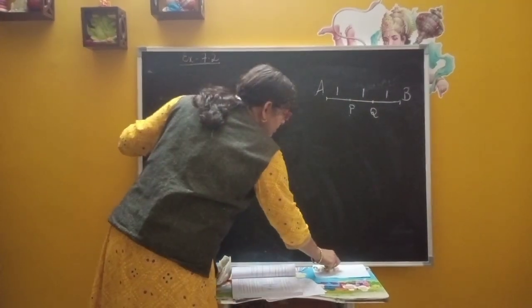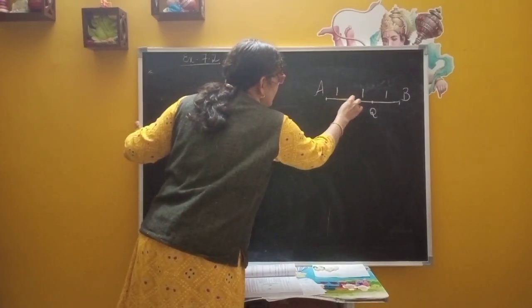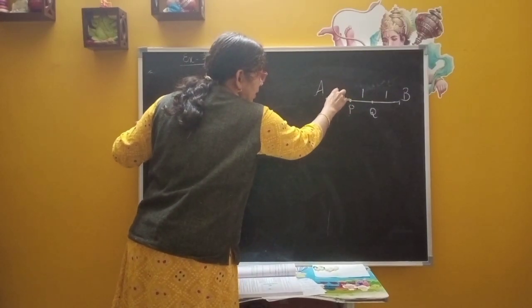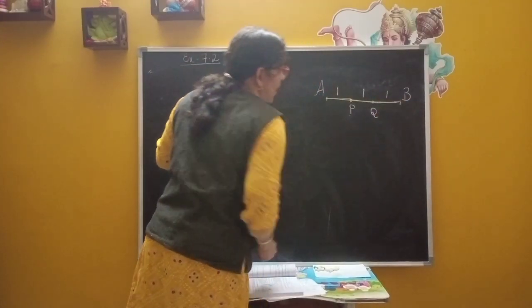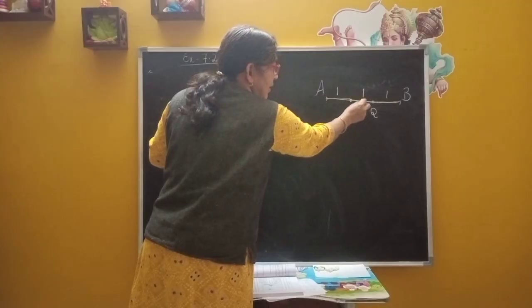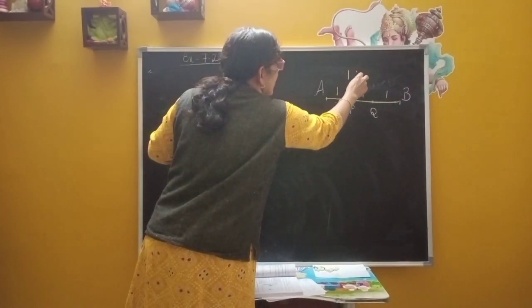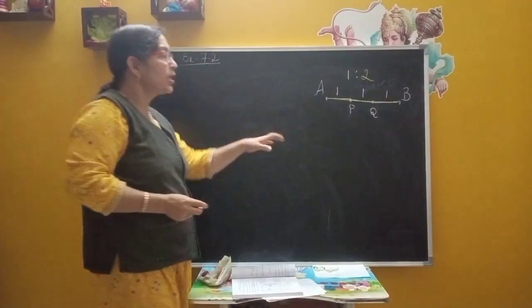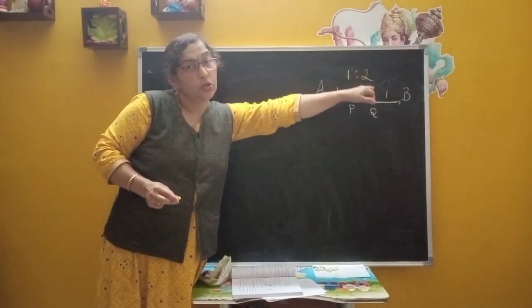Okay, if I consider this point P now, so A to P, what is the ratio? Here AP is 1 part. Here P to B, another part. So here how many parts are there? 1 plus 1, 2 parts. So what is the ratio? 1:2. Okay. So the point P divides AB in the ratio 1:2.